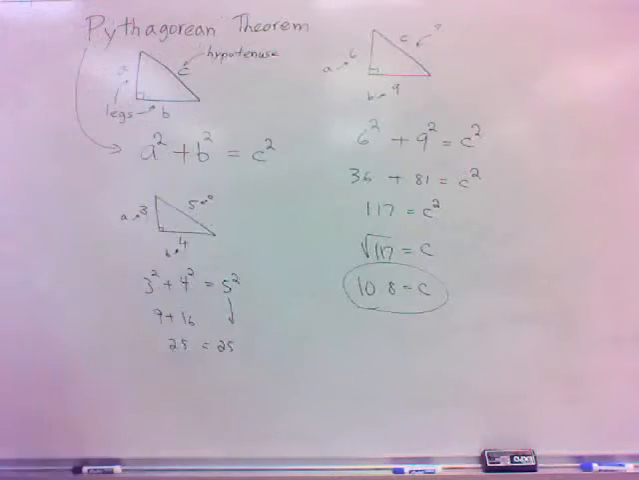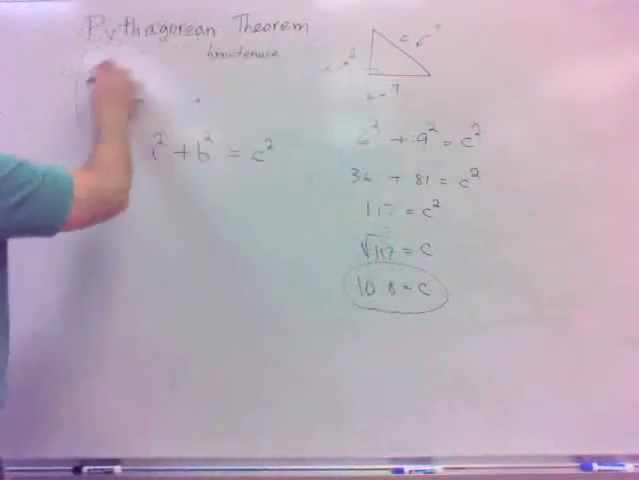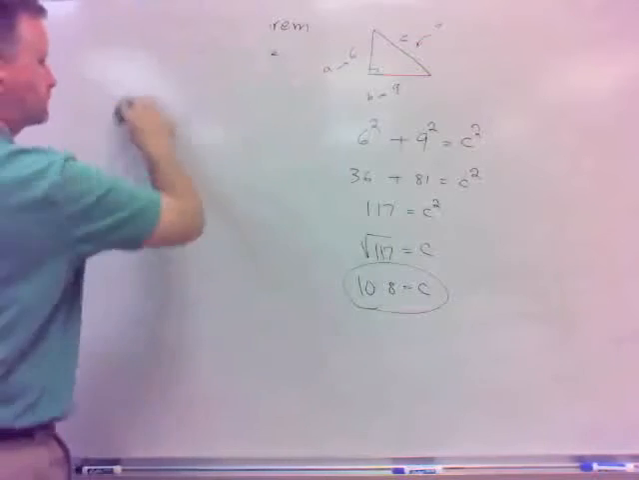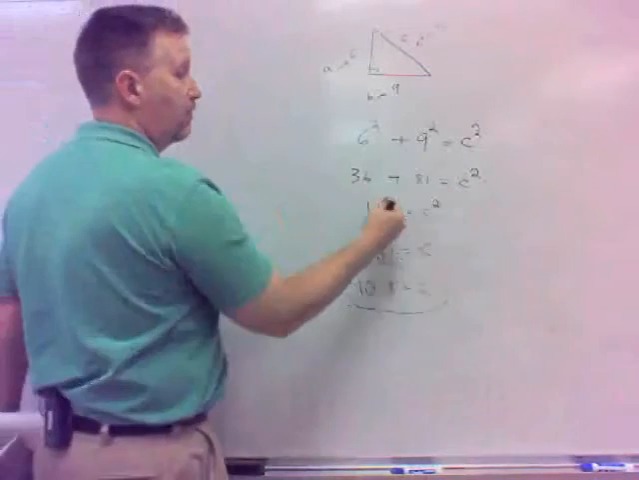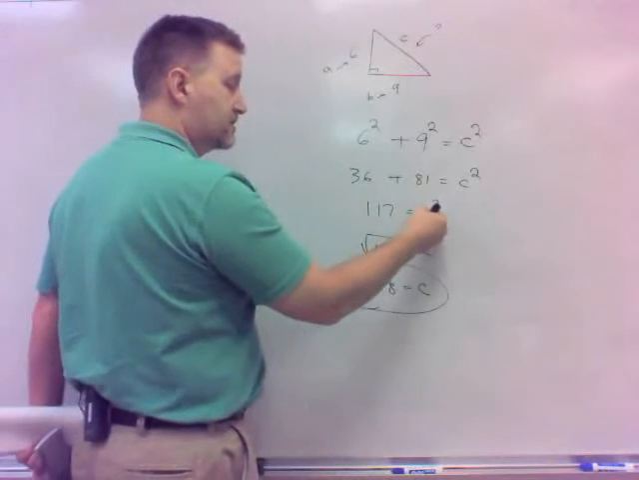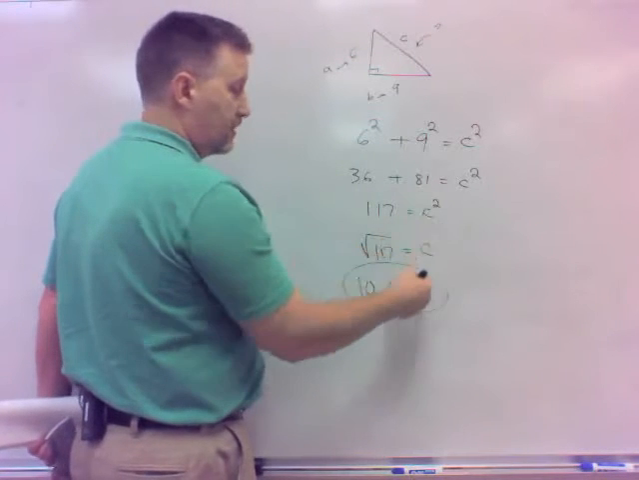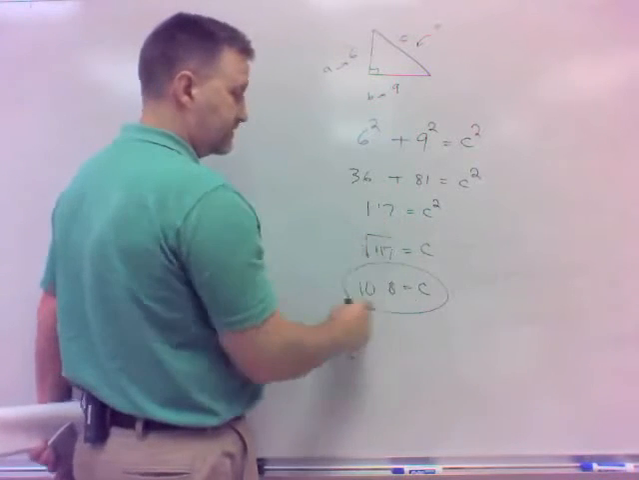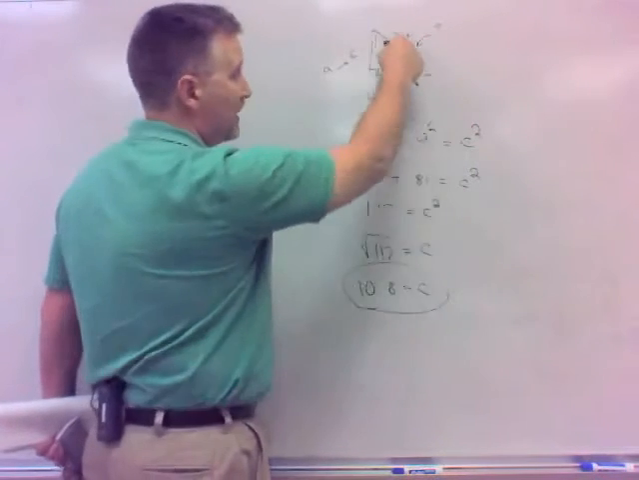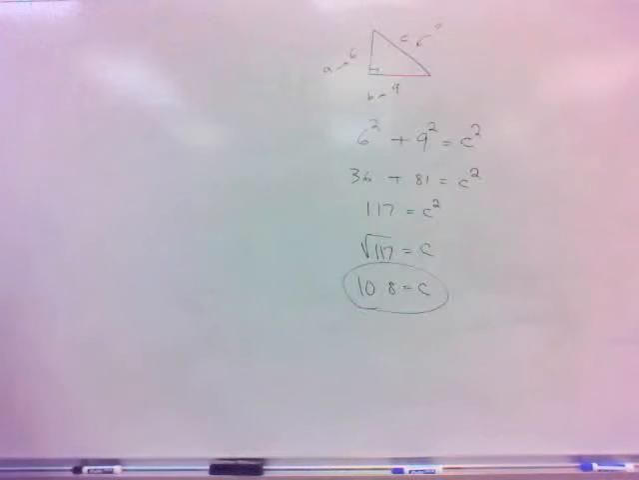Now what you have to be careful with, of course, is the question. 117 is C squared. So in other words, this squared gives me 117. So yeah, C is 10.8. It's the square root.